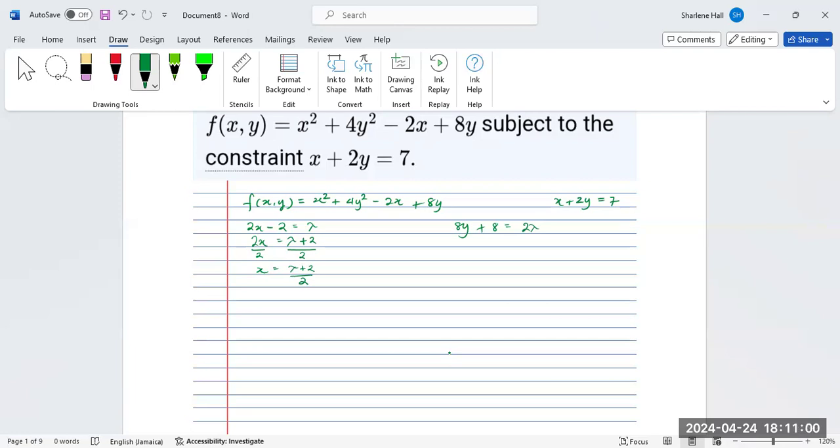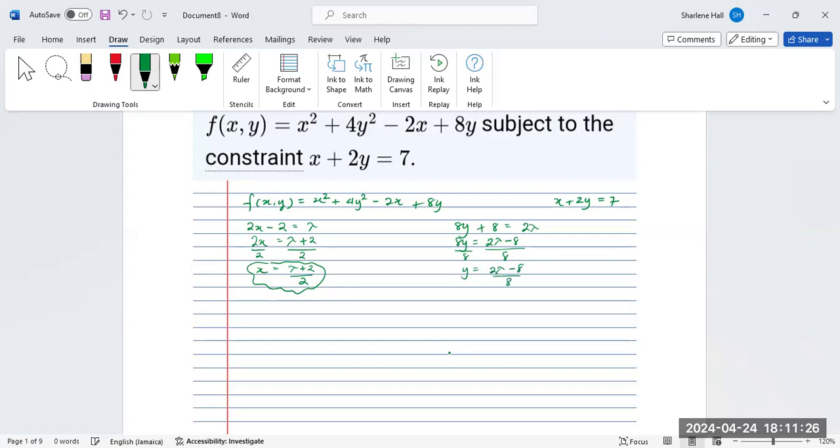I'm not calling any names, but I have an idea what is happening. No, you can't do that. You can't cancel beside a positive sign or a negative sign. It has to be a multiplication sign only. And then I'm going to have 8y is equal to 2 lambda minus 8. Divide both sides by 8, similar fate. So y is going to be equal to 2 lambda minus 8 over 8.